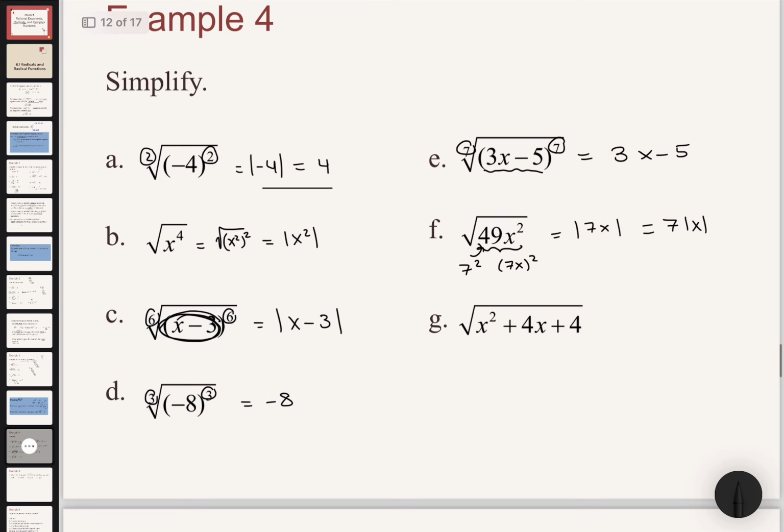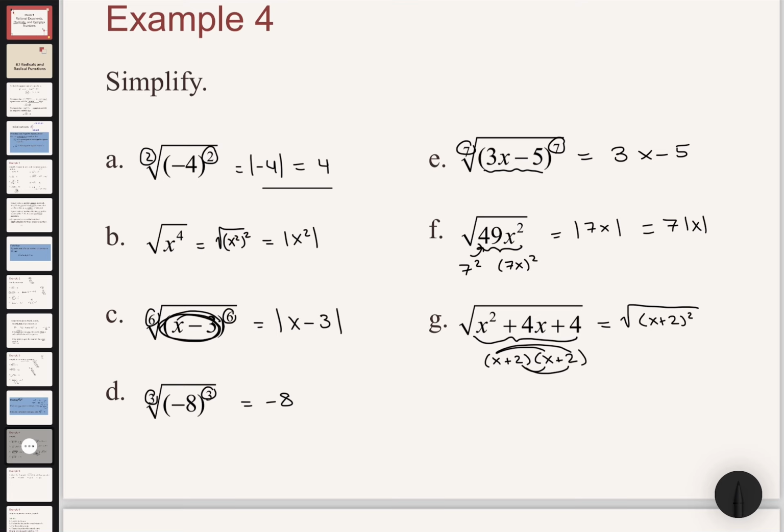Okay, g looks a little different. How could I rewrite g to be something squared? Maybe this one is looking familiar, maybe not. Either way, that's okay. If I had x plus 2 times x plus 2, and you can check this on your own, FOIL this out, x squared plus 2x plus 2x plus 4. That would get me x squared plus 4x plus 4. I can rewrite this whole thing as the square root of x plus 2, squared.